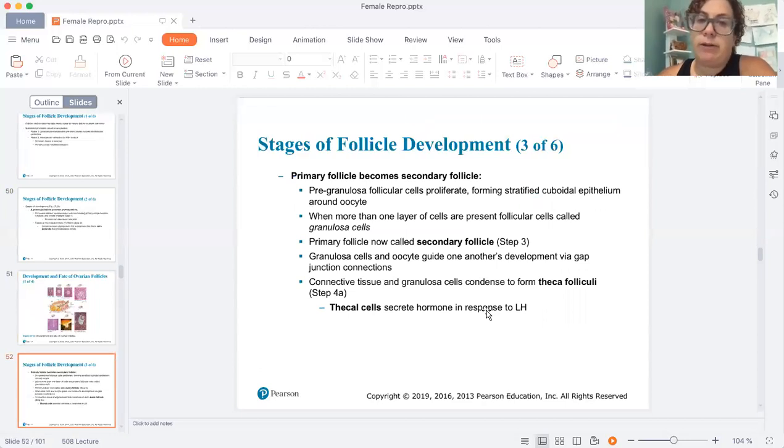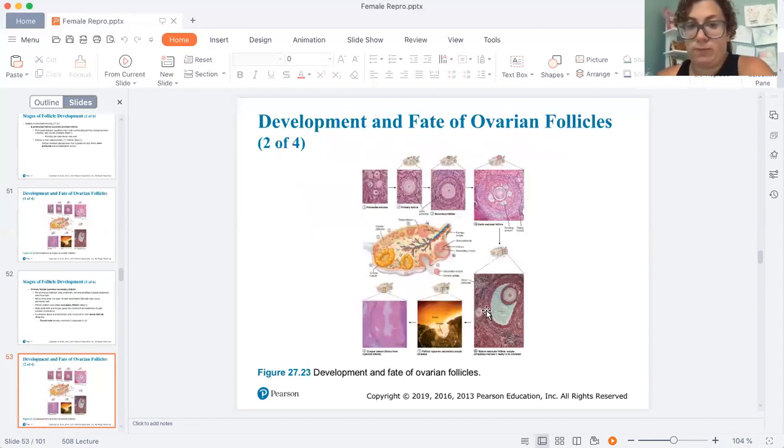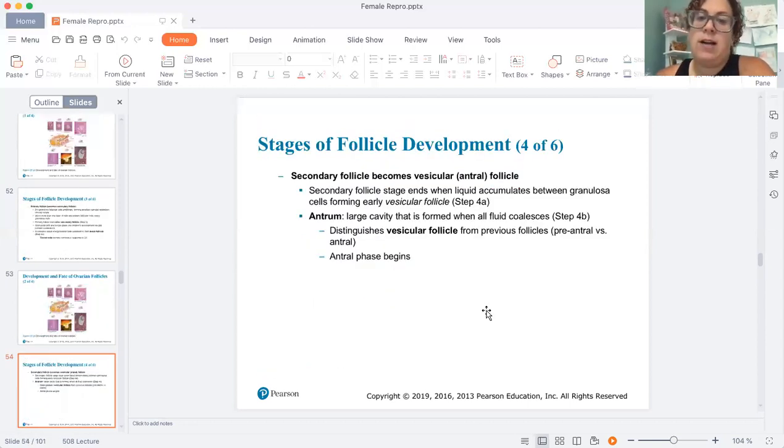From there, the primary follicle becomes a secondary follicle. And in the secondary follicle, we have these cells called granulosa cells and theca cells. The theca cells themselves secrete more estrogen in response to LH. Let's take a look there. And then the secondary follicle becomes an antral follicle, and this is basically what needs to happen before it comes out.